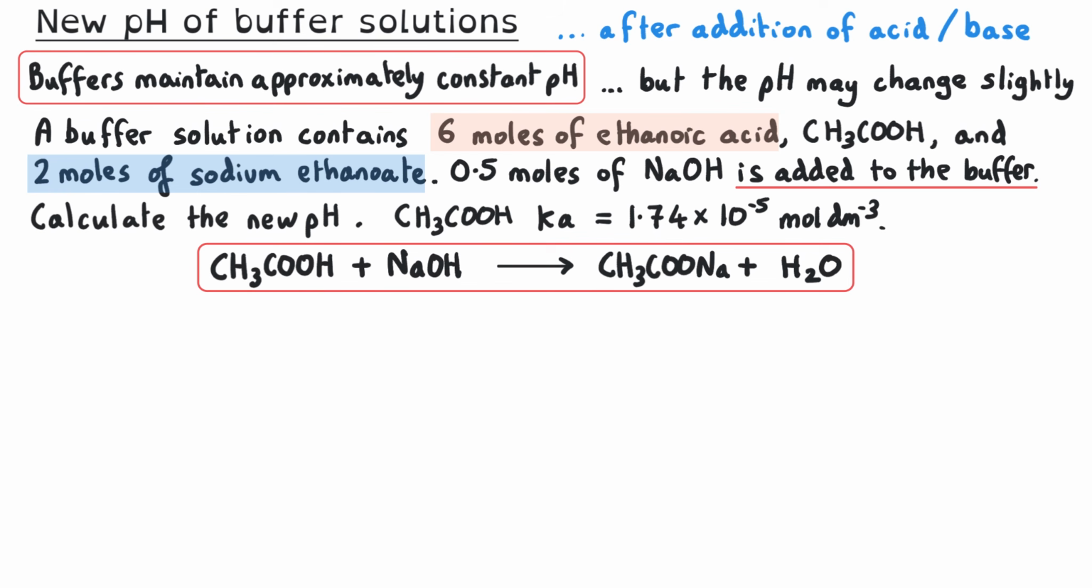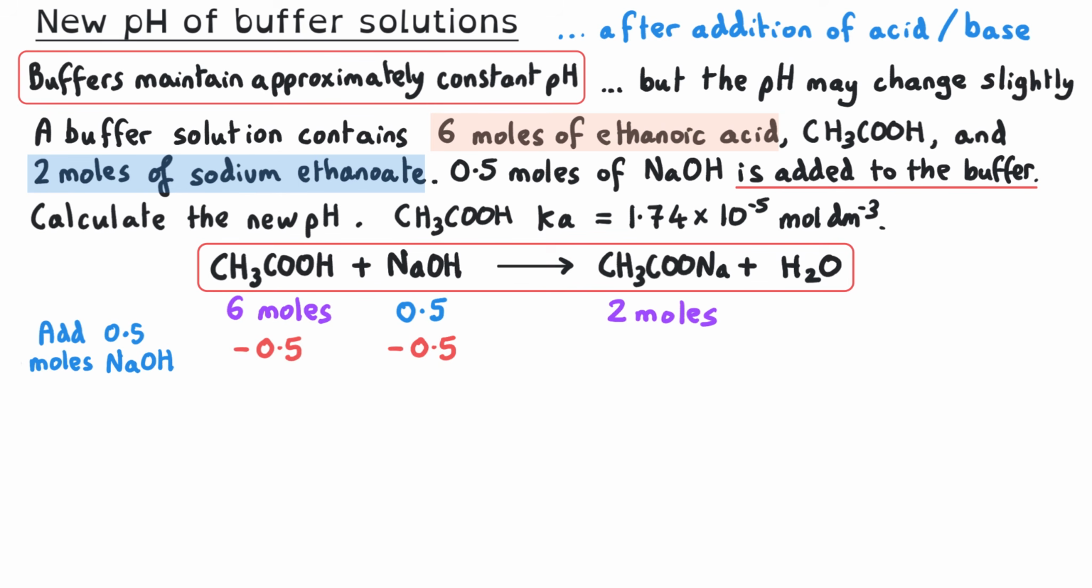And so if we set out our equation showing that we've got 6 moles of ethanoic acid and 2 moles of our salt, sodium ethanoate, and acknowledge that we are adding 0.5 moles of sodium hydroxide to this buffer solution. The 0.5 moles of sodium hydroxide is of course all going to get used up, but when it gets used up, it will use up an equivalent number of moles of our weak acid, ethanoic acid. And so therefore, the moles of ethanoic acid after this reaction is going to go down to 5.5 moles.